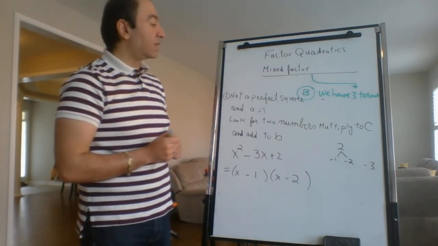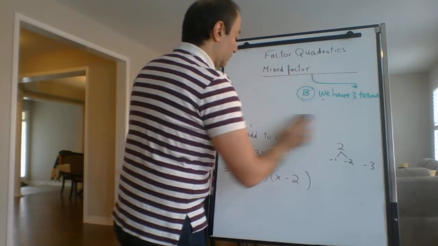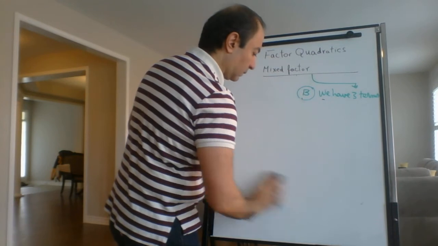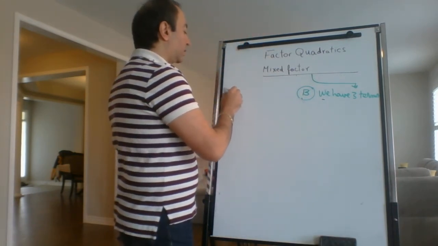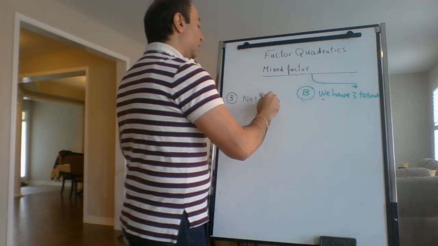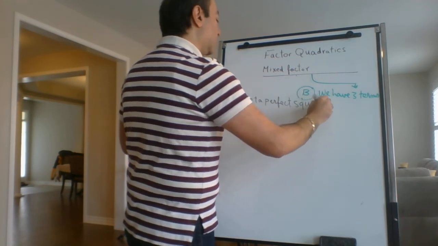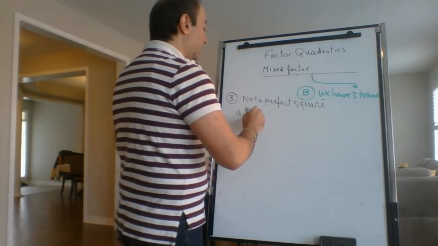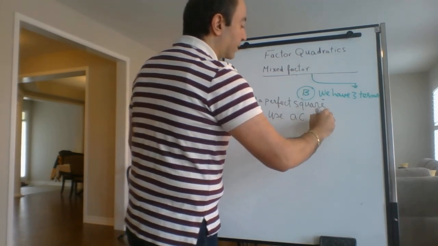Okay? The last thing is: three terms, not a perfect square, and A doesn't equal 1. Use the AC method.